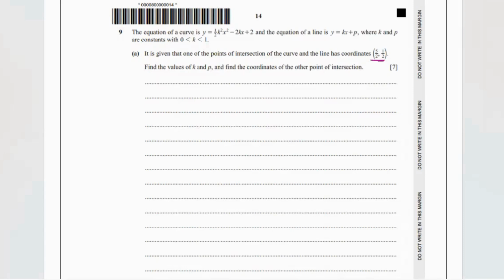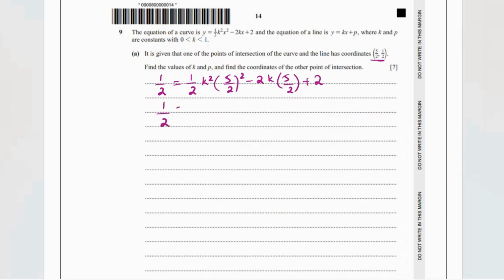So they have given us the points of intersection. They have given us the equation of the line and the curve. They want us to find the value of k and p and the other point of intersection. So let's put the point of intersection in the two equations and create an equation just in terms of k and p. Because it's a point of intersection, it's shared between both the curve and the line. So 1/2 equals 1/2 k squared times (5/2) squared minus 2k times 5/2 plus 2. Let's simplify this first.